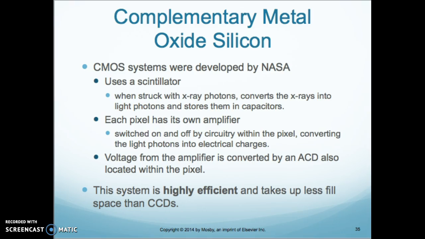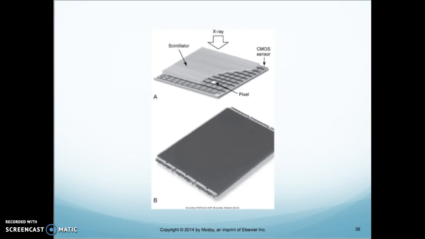So, complementary metal oxide silicon, CMOS. Systems are developed by NASA. They use a scintillator, so when they're struck with X-ray photons, they convert the X-rays into light photons and store them in capacitors. Each pixel has its own amplifier, switched on and off by circuitry within the pixel, converting the light photons into electrical charges. Voltage from the amplifier is converted by an ADC, also located in the pixel. The system is highly efficient and takes up less field space than CCDs. And this is what it looks like.